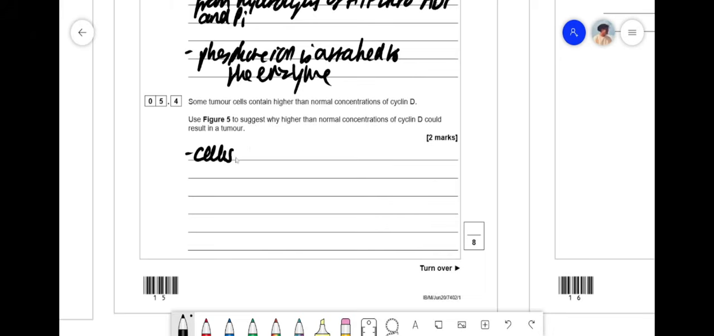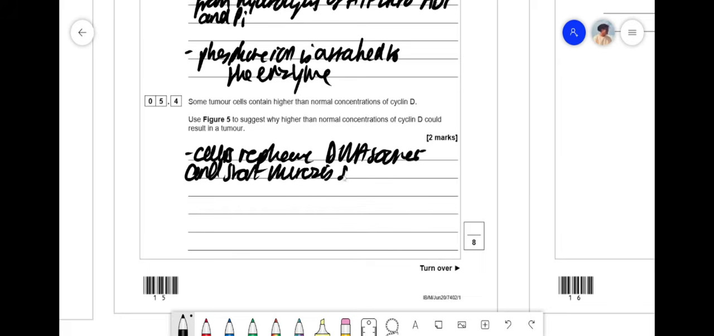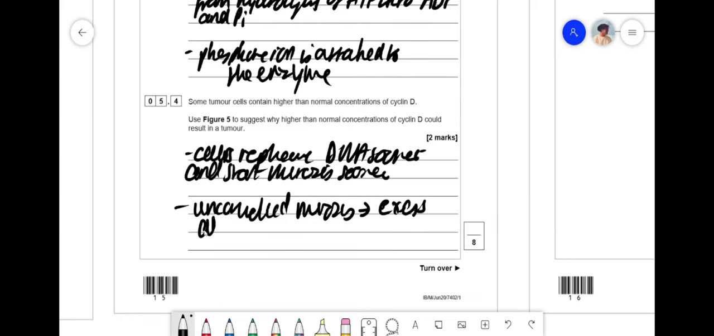So cells replicate DNA sooner and start mitosis sooner. So this can lead, and with any question to do with tumors, always just say it can lead to uncontrolled mitosis or cell division, leading to excess abnormal cells. That's anything to do with describing a tumor.